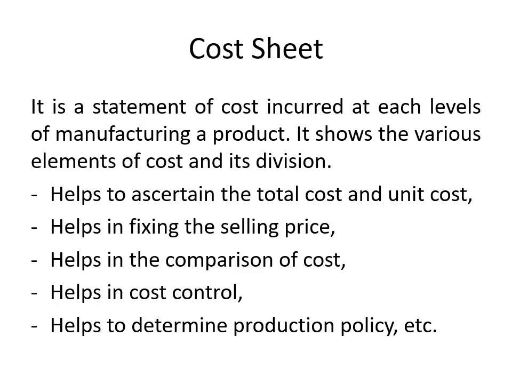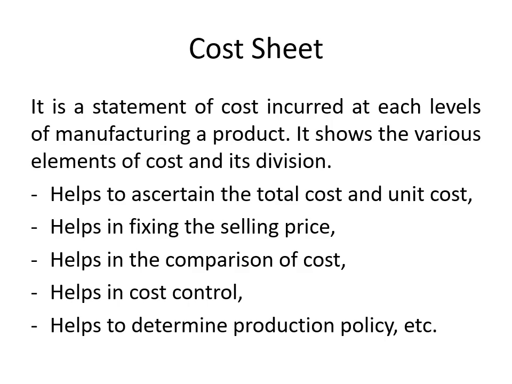Cost sheet. In order to find out the cost of producing a single unit, we are preparing a cost sheet. It is a statement of cost incurred at each level of manufacturing a product. It shows the various elements of cost and its division. It helps to ascertain the total cost and unit cost. It helps in fixing the selling price. It helps in the comparison of cost. It helps in cost control, and it helps to determine production policy. So these are the advantages of cost sheet.